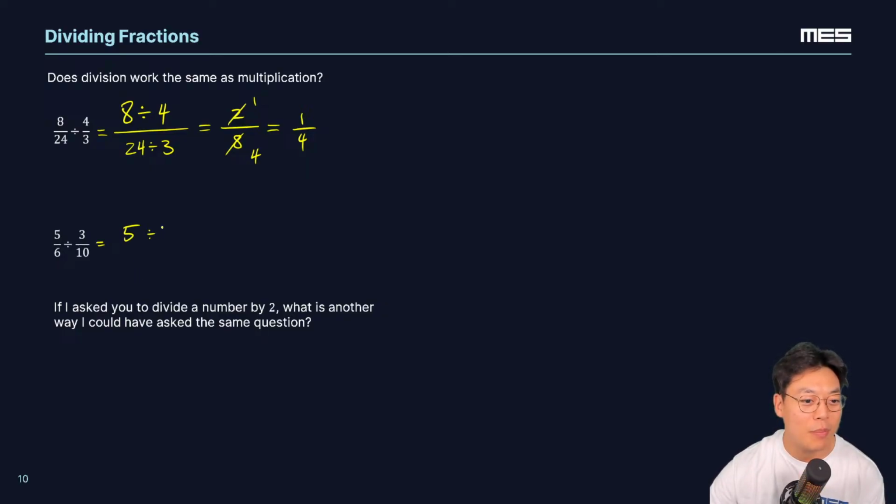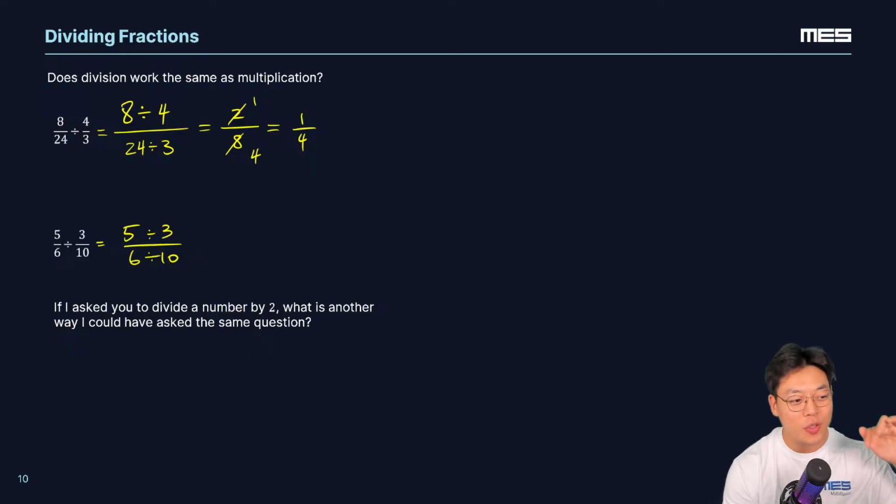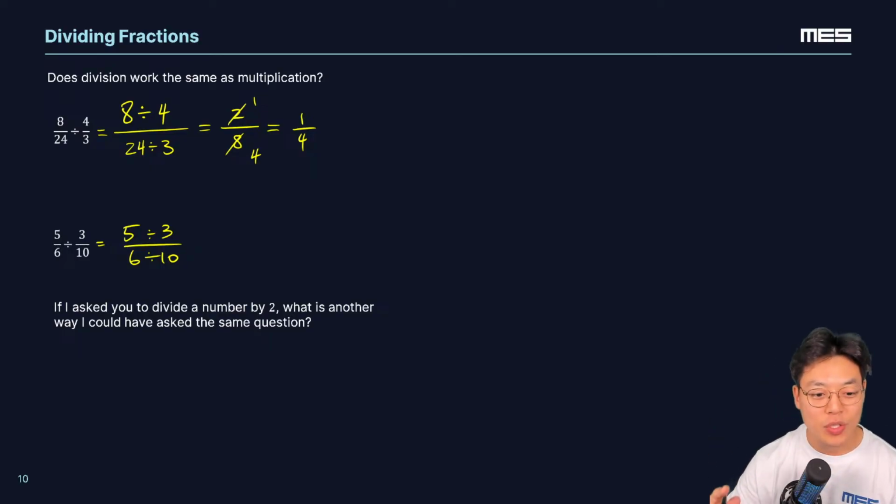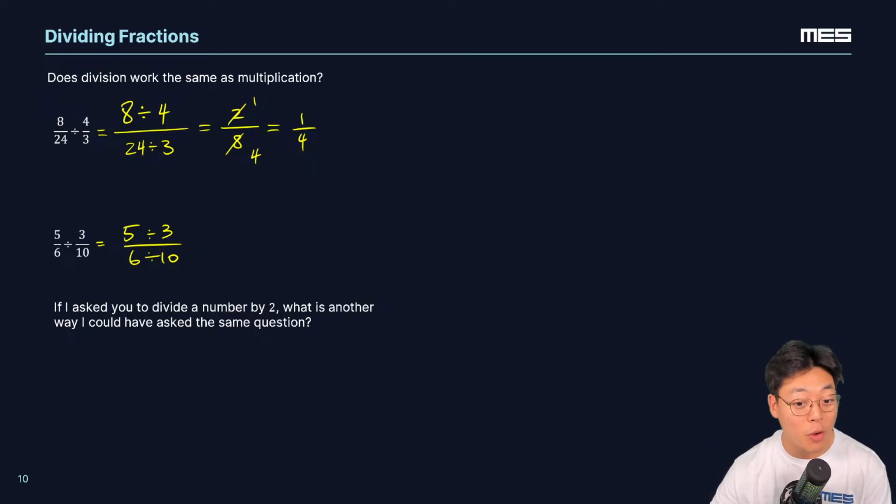Now, let's take a look at this one. We have 5 divided by 3 and then 6 divided by 10. Can we do these and get a whole number after? This one looks a little tougher, right? So now let me ask you a question. If I ask you to divide a number by 2, let's say I have this number and I want to divide it by 2, what's another way we can rewrite dividing by 2? Maybe as multiplication, because we just talked about multiplication.